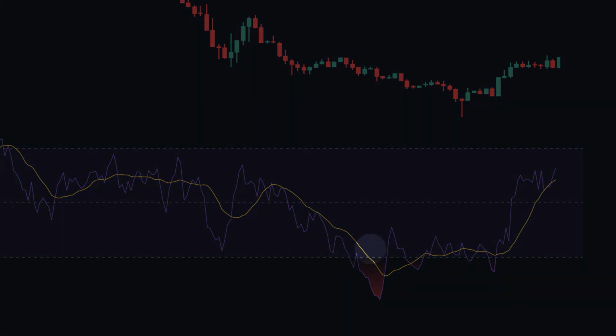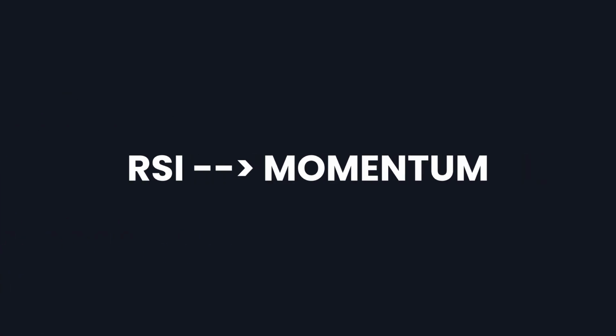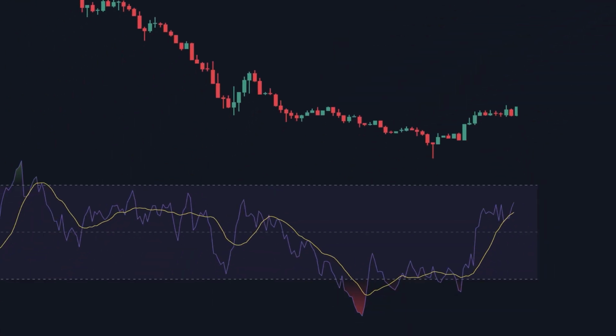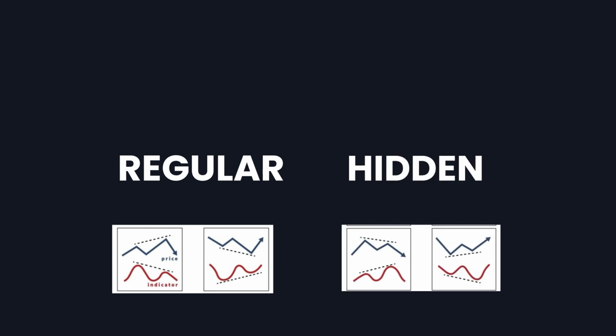Divergences occur when the RSI and price action disagree, signaling a potential momentum shift, but not necessarily a reversal. And this makes perfect sense when you think about it, because the RSI is a momentum indicator. Its primary function is to measure the strength of price movements, so when a divergence appears, it's often a sign that the momentum driving the current trend is either slowing down or shifting direction. There are two types of divergences: regular and hidden.